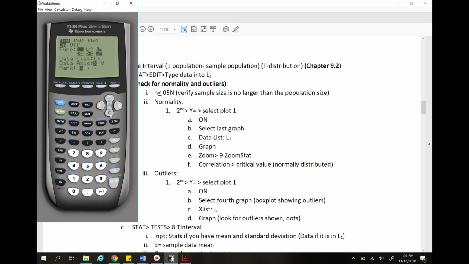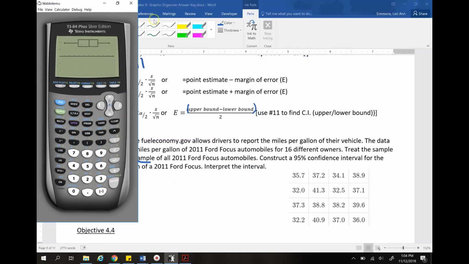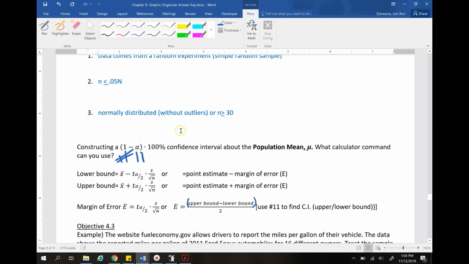Now we're clicking the fourth graph. You can see that there's dots. That means it's going to show us outliers. And hit graph, and you can see we have no dots. If you want to try your zoom, you can hit number 9. Again, there are no dots. These dots on the side just represent your y-axis. So that criteria is met, the third criteria.